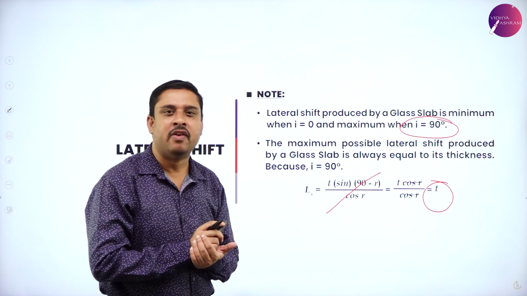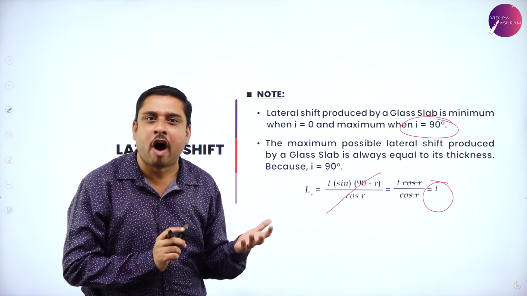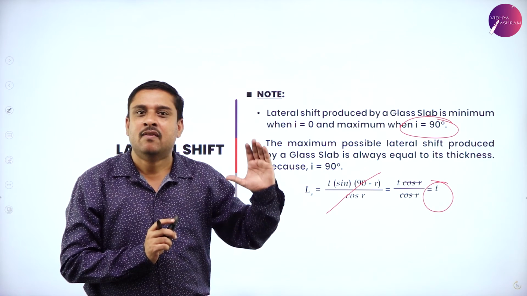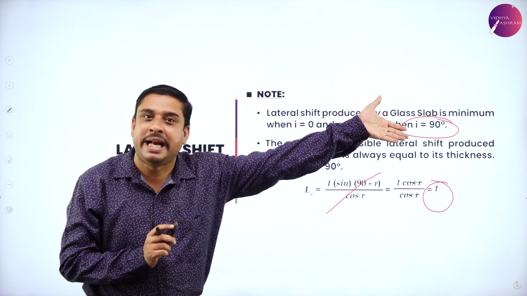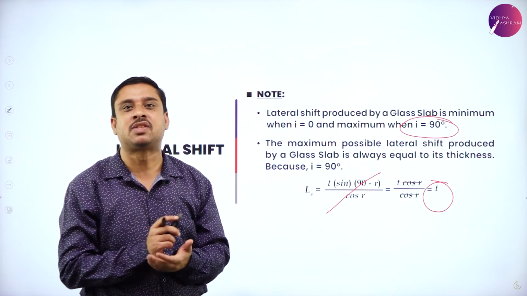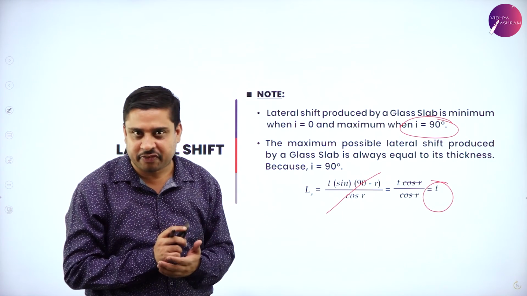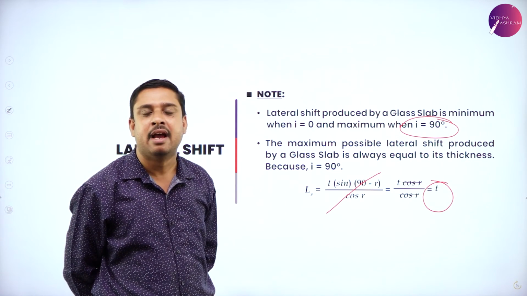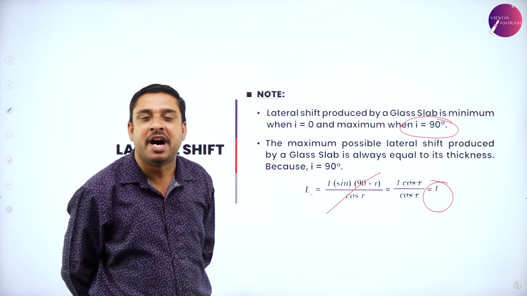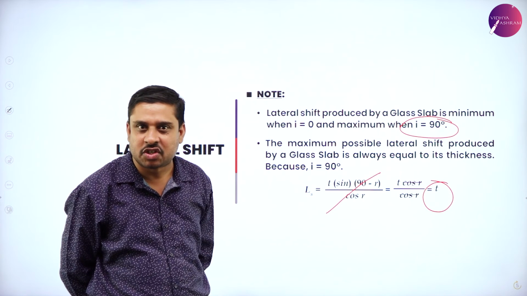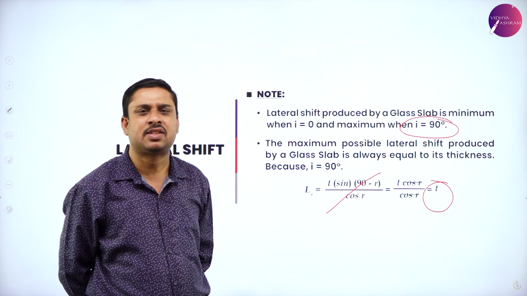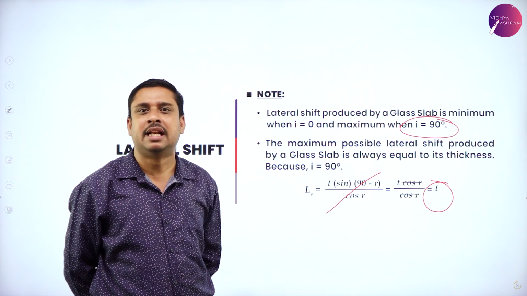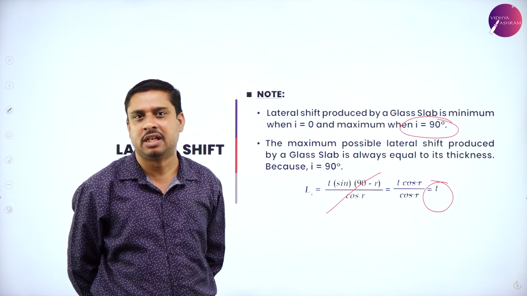So students, we very clearly saw today what normal shift and lateral shift are. Apparent shift, when viewed normally from one medium where the object is placed in another medium, is normal shift. The perpendicular distance between the incident ray and the emergent ray is lateral shift. In my next session, I will turn up with one more beautiful application called total internal reflection.